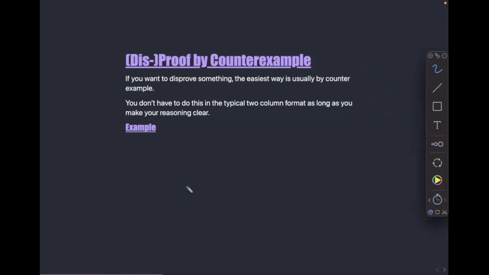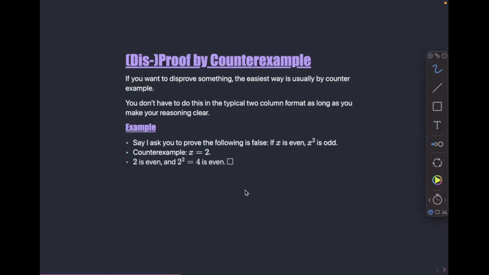And so these are actually a lot easier because you can just do an example to show one instance where the statement is not true. So say I asked you to prove the following is false: if x is even, x squared is odd. You just need a counterexample. So take the instance where x equals 2. Well, if x equals 2, x squared is 4, and 4 is not odd. So this contradicts that statement. That proves that the statement is false. So this is just a counterexample, an instance where that statement is not true.